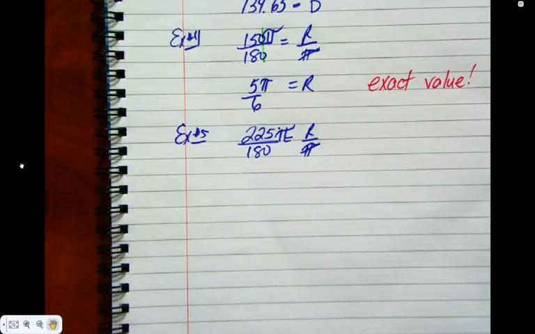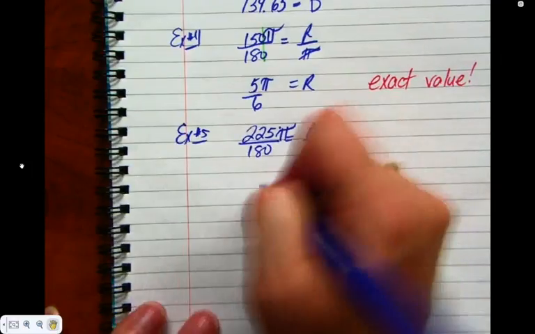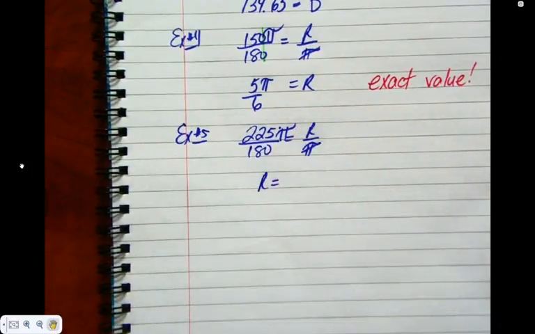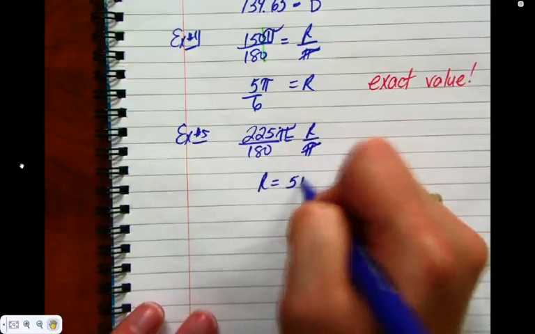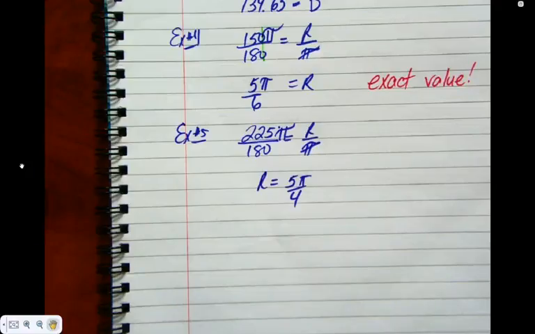It gives you the fraction back. You don't even have to convert from the decimal. It does all the work for you. What is the radian value that's equal to 225 degrees? 5 pi on 4? Confirm?